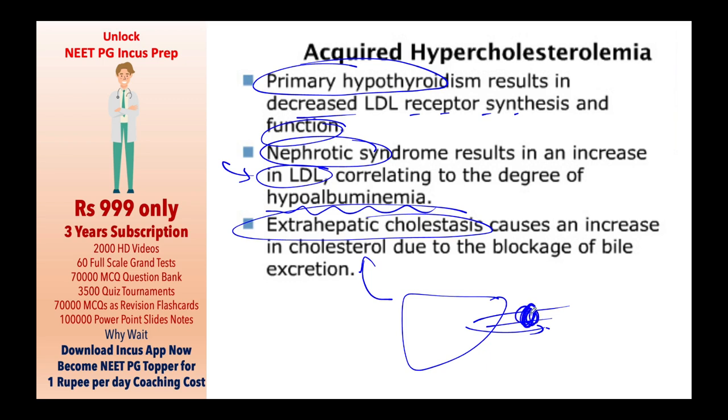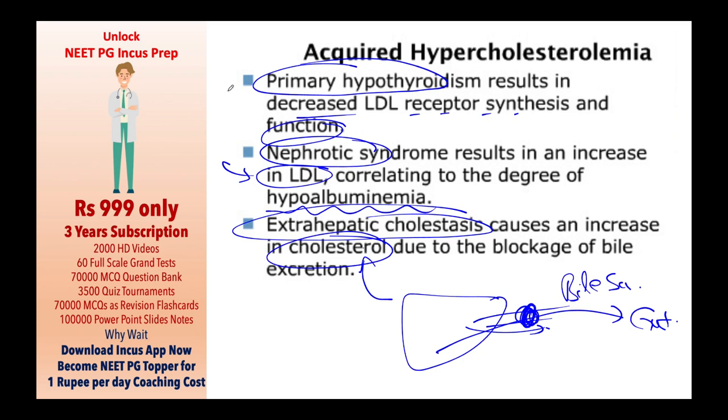Any extrahepatic cholestasis, a bile duct obstruction, prevents the excretion of the bile into the gut, and that makes an increase in the cholesterol due to the blockage of the bile excretion. Bile salts cannot go into the gut. So because of that, there is an increase in cholesterol in extrahepatic cholestasis, which is all called acquired hypercholesterolemia.